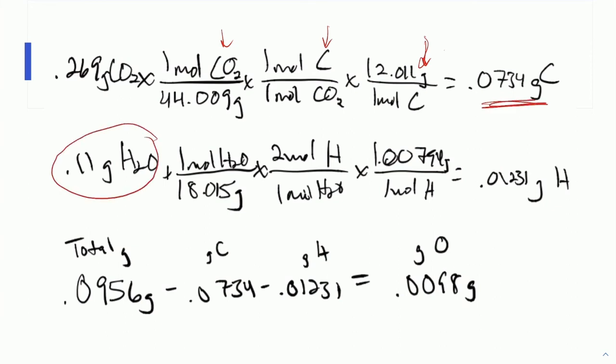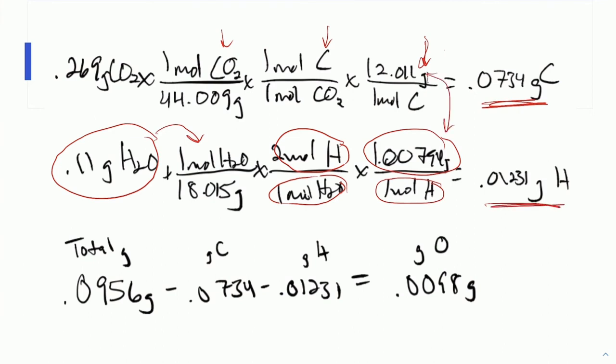Same thing goes for water here. The first thing we do is turn it into moles of water, and I know that for every 1 mole of water there are 2 moles of hydrogen. Okay, and with 2 moles of hydrogen, I know that in 1 mole there's 1.00794 grams. These two values come from the periodic table. Okay, and ultimately that helps me find out how many grams of hydrogen I have.